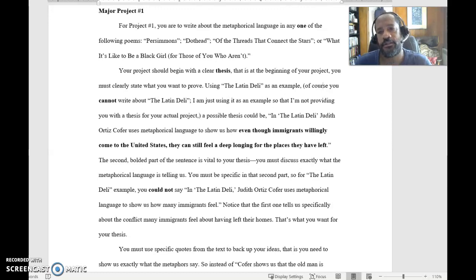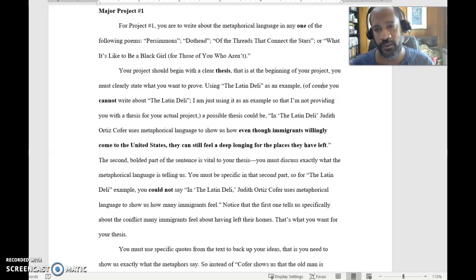Hello everyone, so this is where I'm going to explain the assignment for major project number one. You've got this document in the folder, but I'm going to go through and explain exactly what it is. Realize that you will not just have to jump in and begin writing this assignment. You've got some stages to go through, as you'll be able to see in Blackboard. But you need to know what the assignment is.